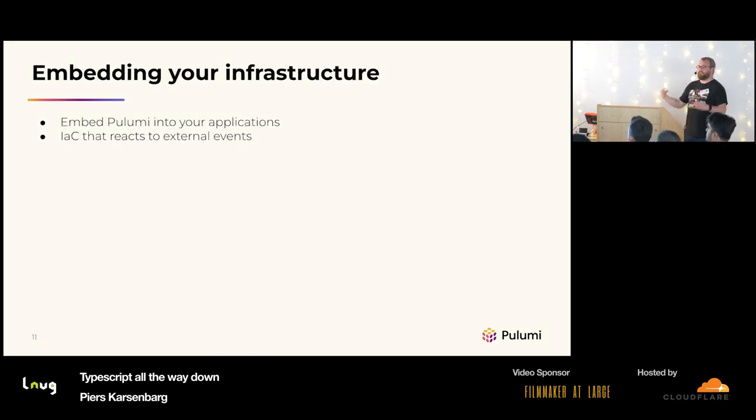And then you have this idea of embedding your infrastructure. This is more of a Pulumi-related thing, where you can embed your infrastructure and the changes to your infrastructure into your applications. So you end up with infrastructure as code tooling that reacts to external events. So for example, you could have a REST API that receives requests, or some sort of pub/sub queuing system that receives events, and then you can trigger changes to your infrastructure based on those events.